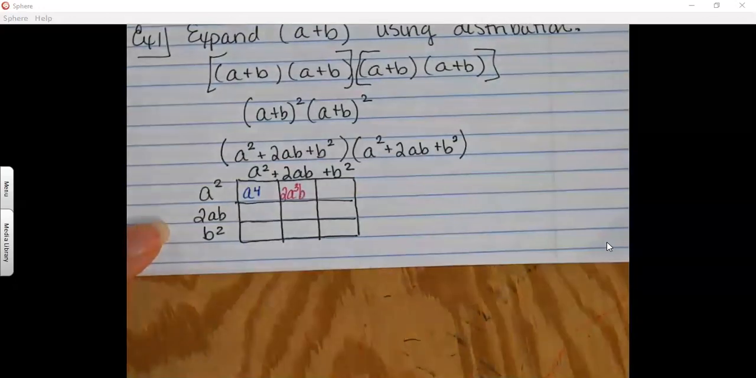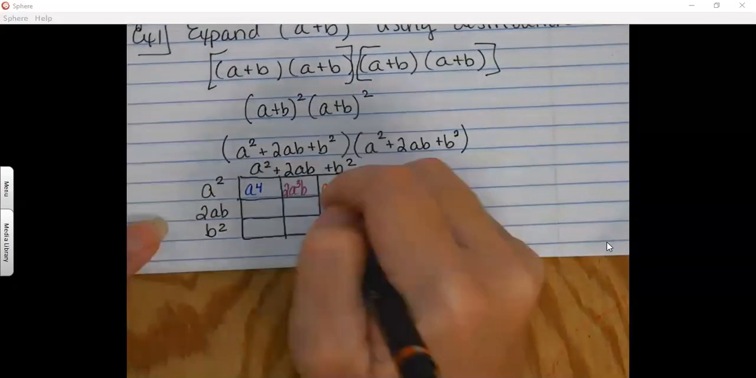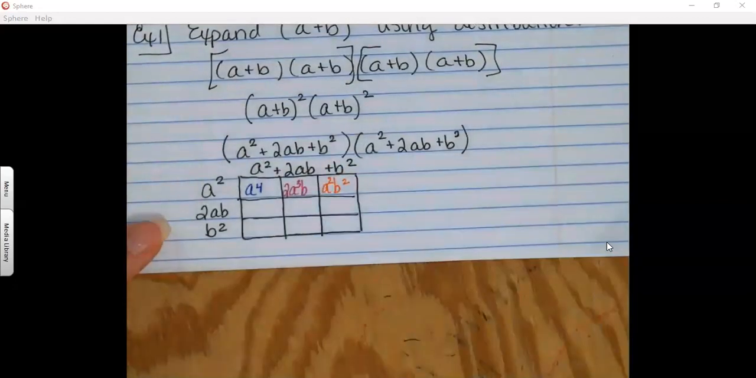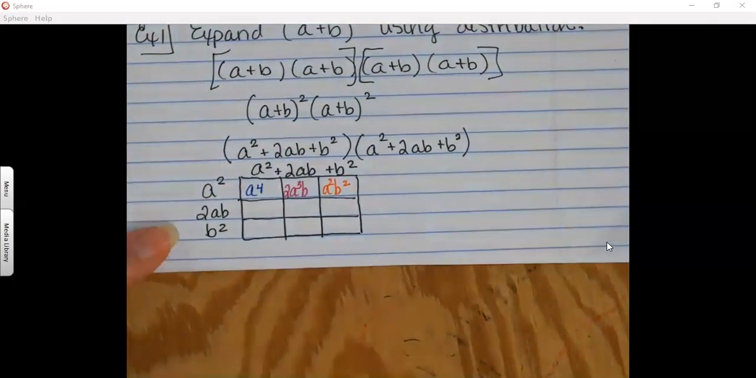I'm going to use a lot of colors here. I don't know if changing colors is necessarily the best. 2ab times a squared is 2a cubed b. So that has a like term. I'm going to do that pink. 2a cubed b.